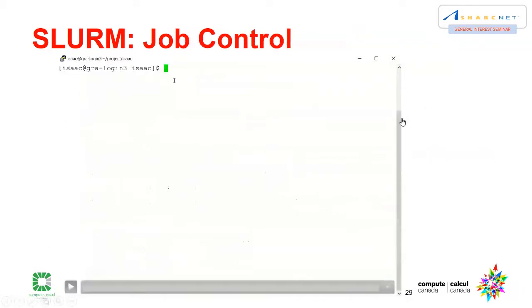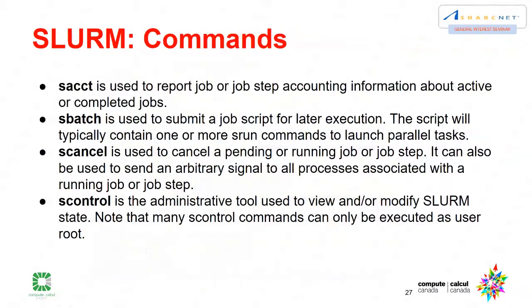So let me go back slightly. sacct is used to report job or job step accounting information about active or completed jobs. sbatch is the command to send your job submission script. scancel, I'm going to show you soon. scancel is used to cancel a pending or running job or job step. So we're going to use scancel to cancel a job in a minute. And scontrol is under administrative tools. I don't want to cover it right now, but there is some more information you can sometimes get using scontrol.